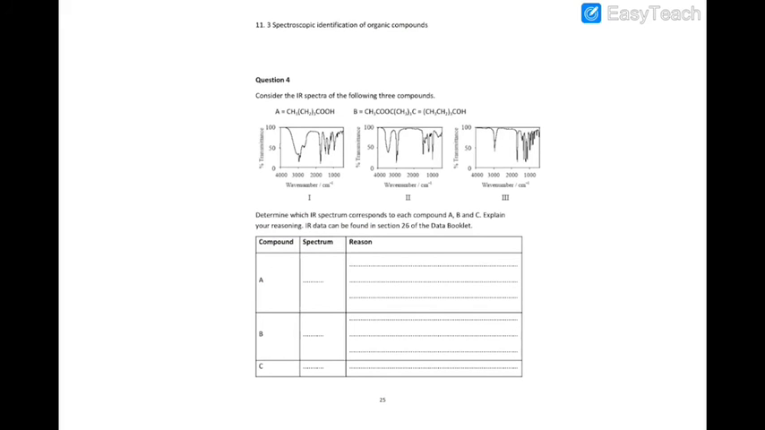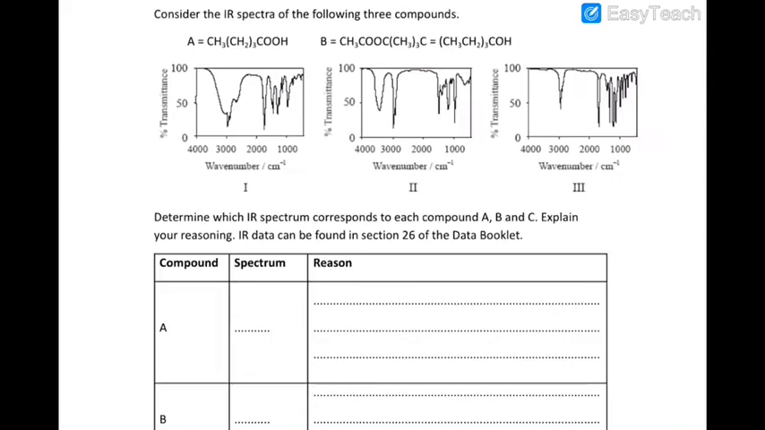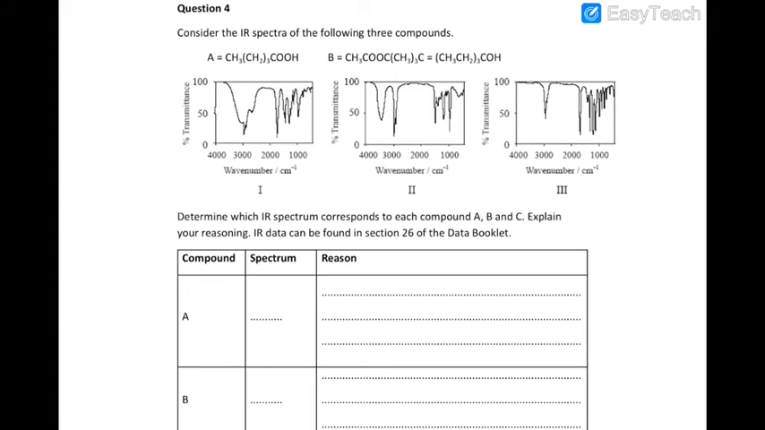The last question on IR. You have these 3 different compounds. You have to determine which spectrum corresponds to which compound. Let's see the main functional group. You see the COOH here, and COOH produces that characteristic broad peak over here. So most probably this is A.